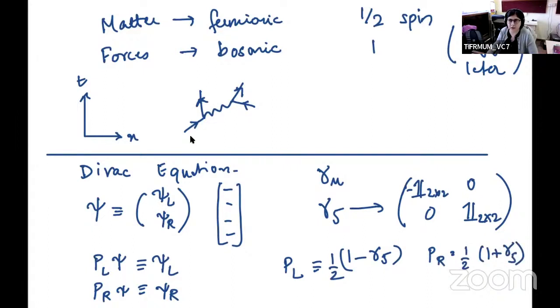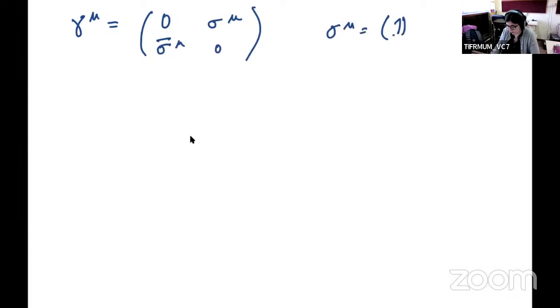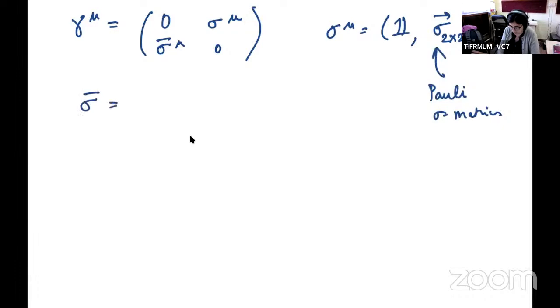Right, so this is the most common notation that is used in particle physics. And the gamma mu's themselves are also block matrix objects that look like this. And sigma mu looks like, the first one is just unity, and the second, third, and fourth components are the Pauli sigma matrices. Right? So sigma bar is simply 1 and minus sigma. Okay? So this is what it looks like.